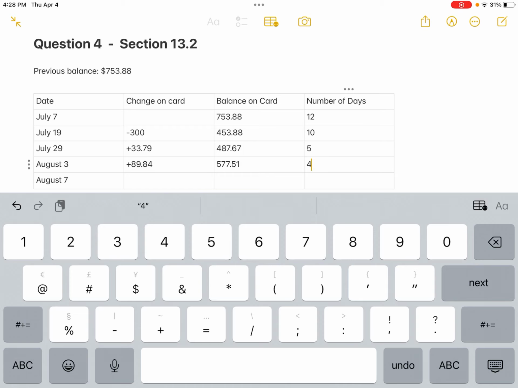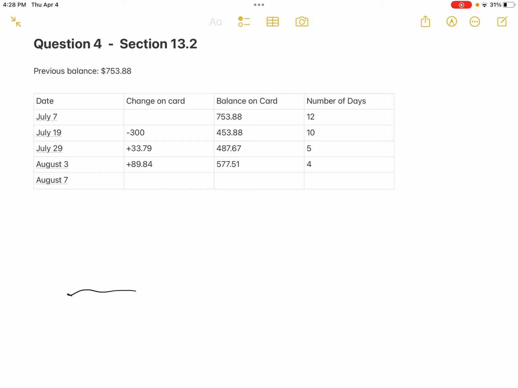If we add 12 plus 10 plus 5 plus 4, we get 31, which is what we should get when we have 31 days in the month. So that's how you get the number of days.